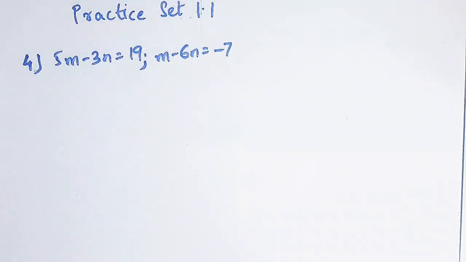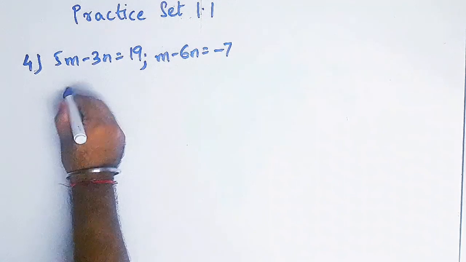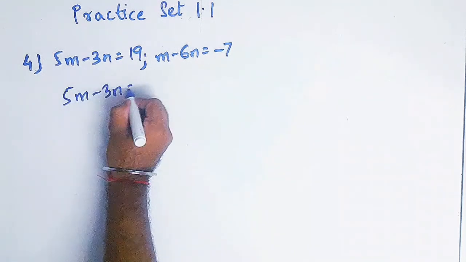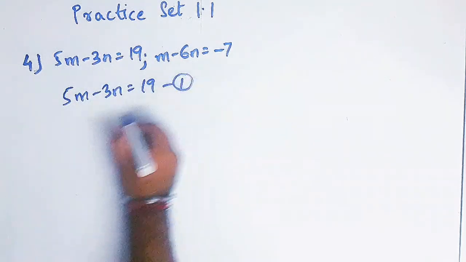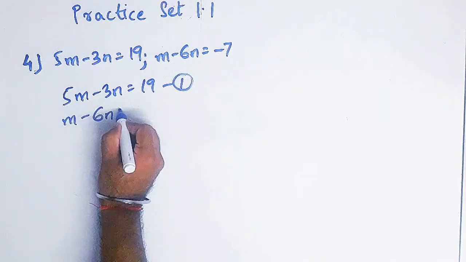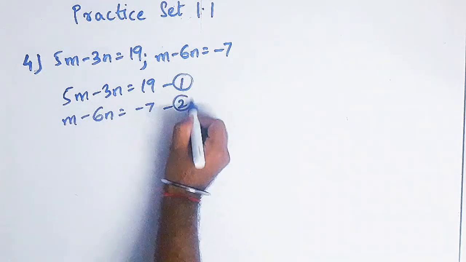Okay, then the fourth one says 5m minus 3n equals 19. So I'll give this as 1, and m minus 6n equals minus 7. I'll give this as 2.